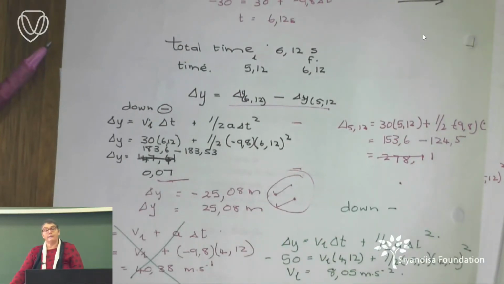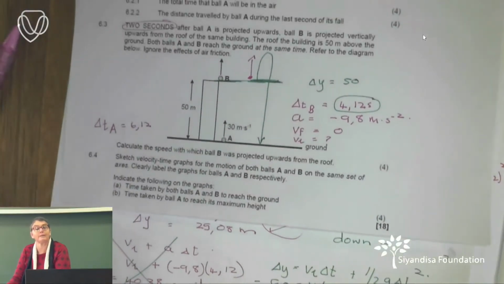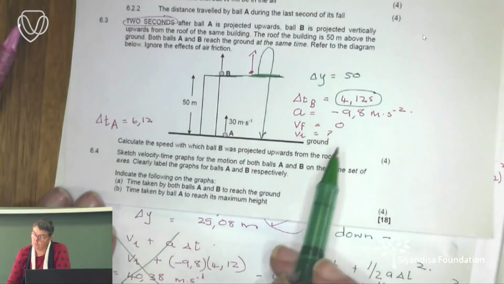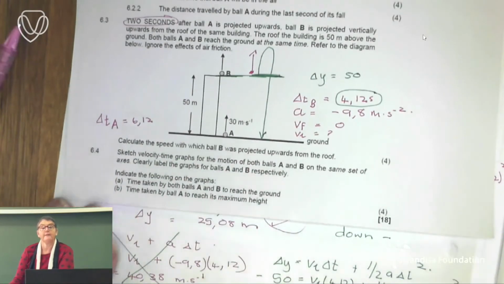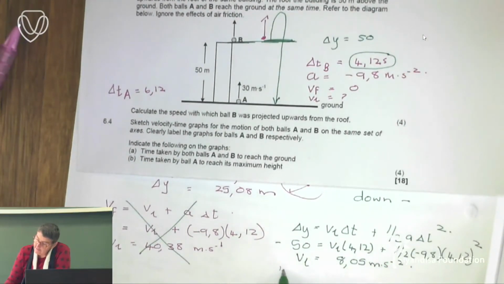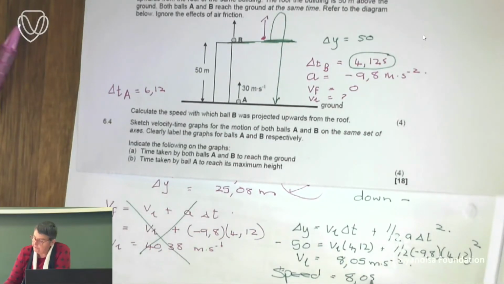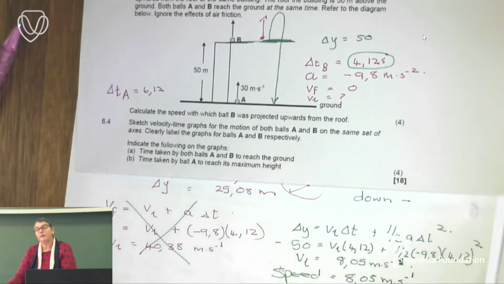Okay. Now, this is important because this question was 4 marks. I just want to show you here because this is exactly what I mean by the interpretation. They say calculate the speed at which ball B was projected upwards from the roof. They ask for speed. So now I must interpret my question. So I'm going to write here speed is equal to 8,05 meters per second. Please be very sure, matrix, that once again, you know the difference between speed and velocity.